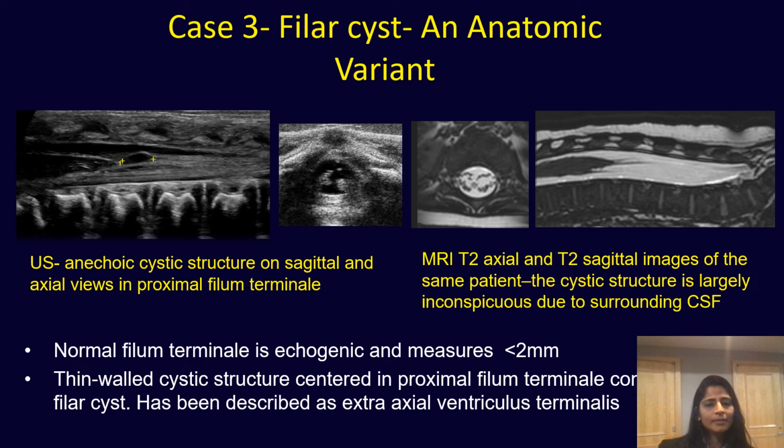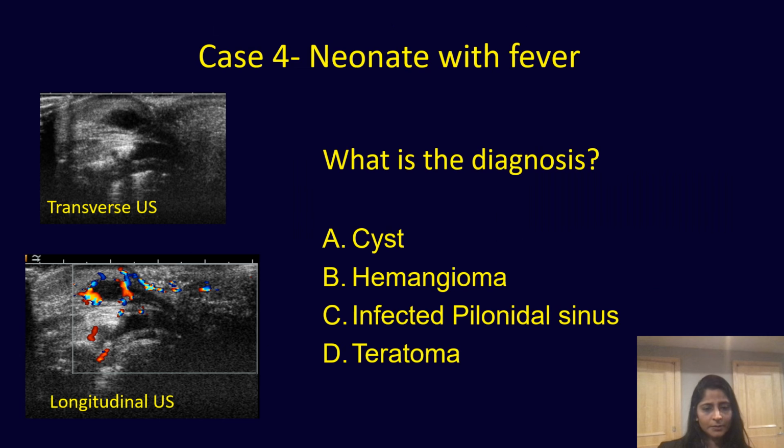The next case demonstrated on ultrasound a cystic structure in the proximal filum, and it was consistent with an anatomic variant of filar cyst. Interestingly, the corresponding MR images did not show the lesion very well, mainly because of the surrounding CSF. This case also highlights the point that on ultrasound, a decision can be made by us whether or not a further follow-up MR is warranted.